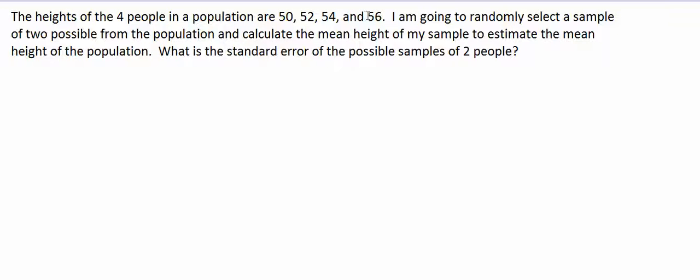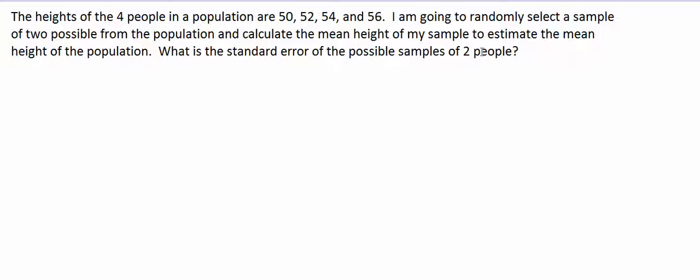I'm interested in what the mean height of this population equals, but I don't have enough time to record the heights of all 4 people in the population. So what I'm going to do is randomly select a sample of 2 people from this population, record their 2 heights, and then calculate the mean height of my sample to estimate the mean height of the entire population. And this question asks, what does the standard error of the possible samples of 2 people equal?